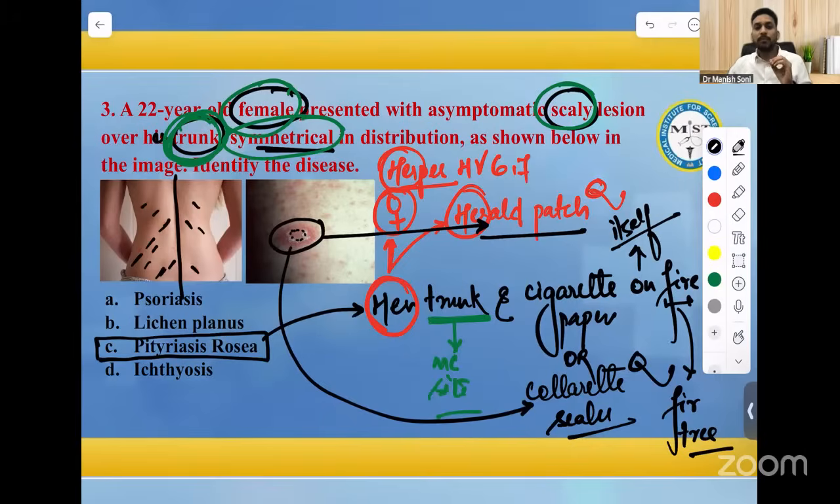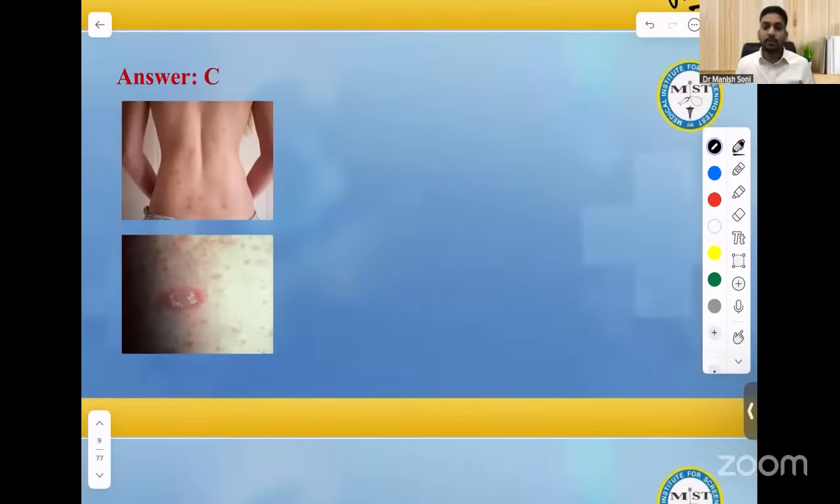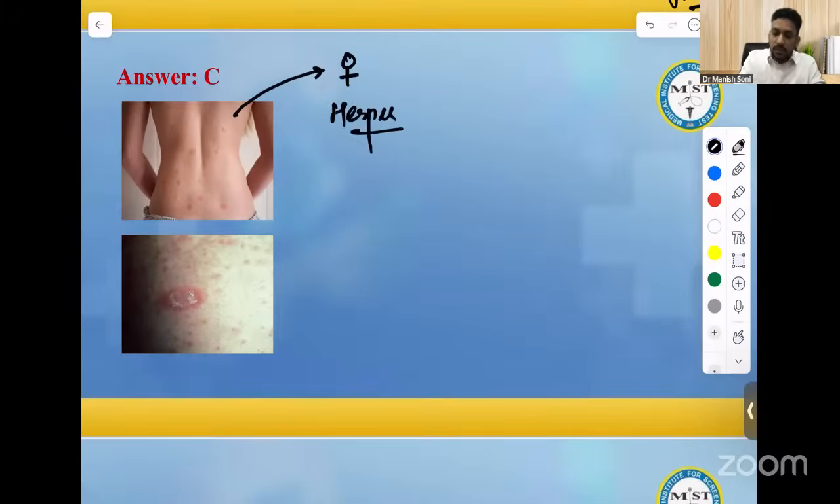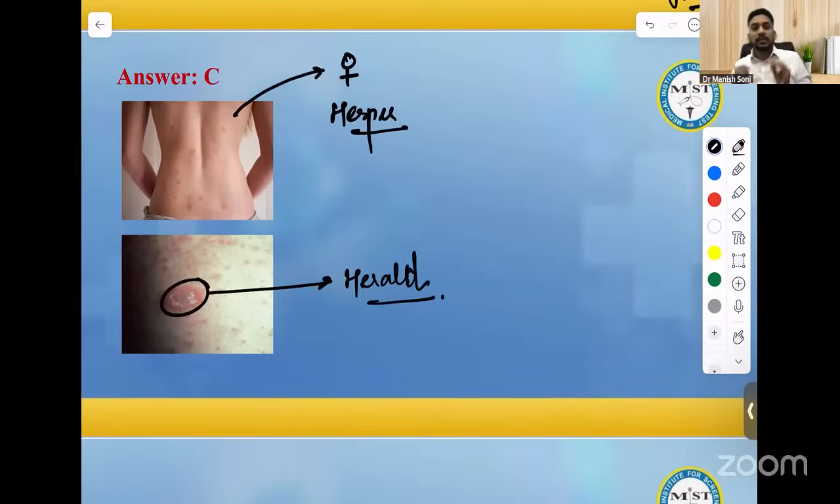The most important points to remember here can very easily be remembered by this mnemonic. The mnemonic is HER. So it is seen in females. It is associated with herpes virus infection. Which patch is seen? Herald patch is seen. The lesions occur over which site? Trunk is the common site.